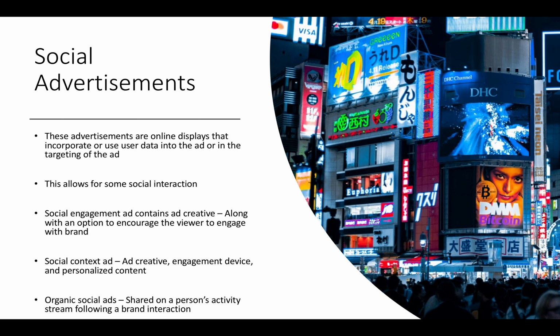Social advertisements are ways in which we're pushing along for, again, further customization with our own consumers. So these advertisements are online displays that incorporate or use user data into the ad or in the targeting of the ad. So social advertisements are generated in part by artificial intelligence, by external information. It could very well be that advertisements may change or may be customized to you based on geographic location toward a store.